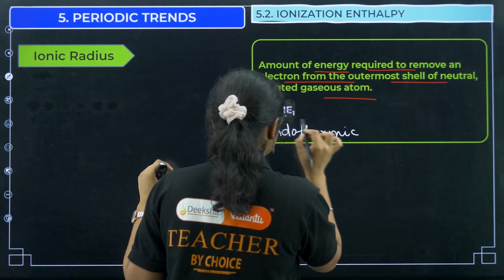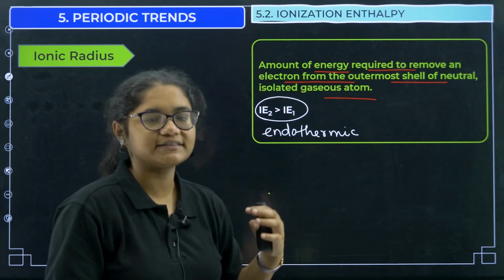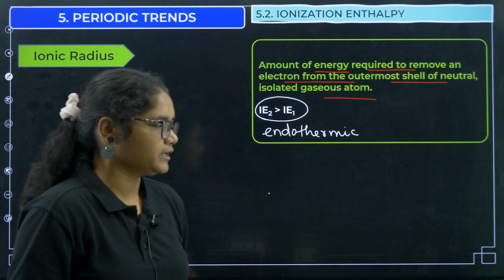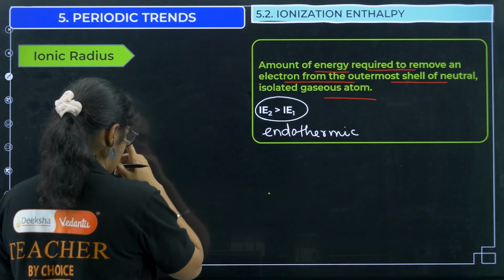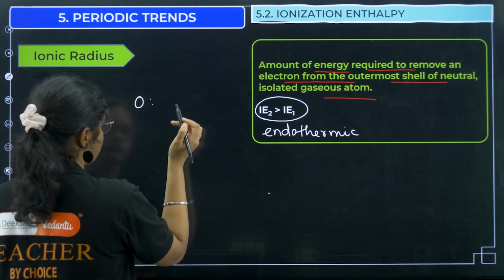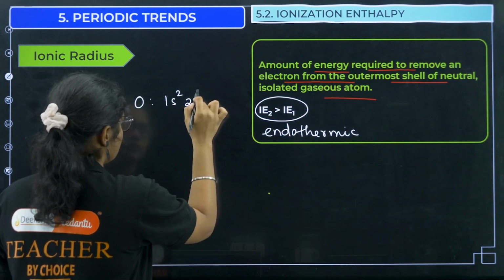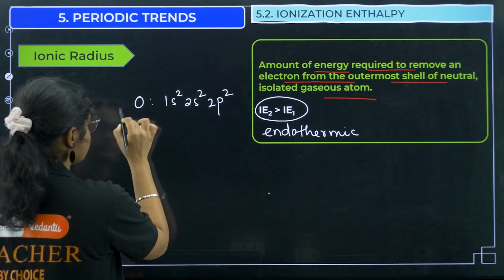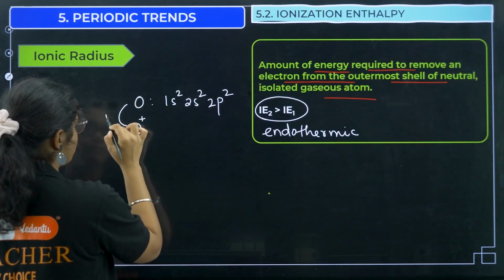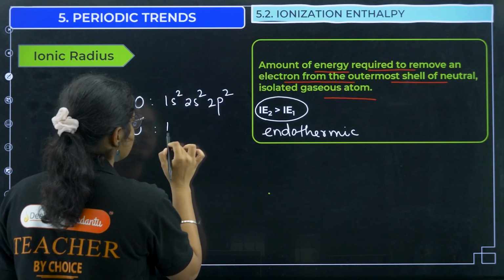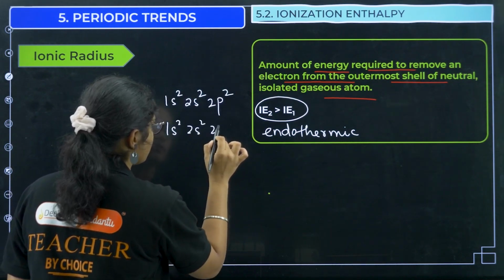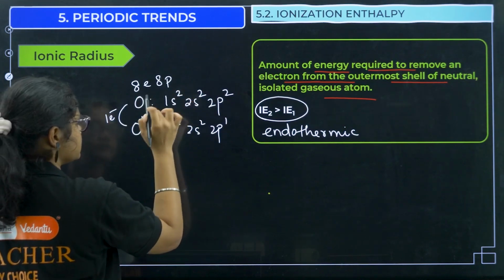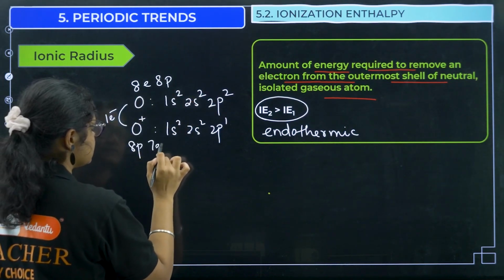Okay, now there is one more thing, IE2 is always greater than IE1. Now what is that? Suppose you have already removed one electron. For example, let us take oxygen. What is the electronic configuration of oxygen? We have 1s2, 2s2 and 2p4, right? Suppose you removed one electron, so it will become O plus, with 1s2, 2s2, and now we have 2p3. Here we had 8 electrons and 8 protons. Now in this case we have 8 protons and 7 electrons, right?